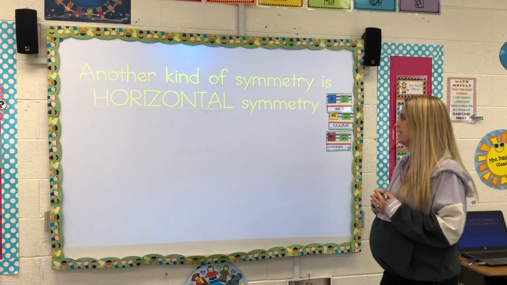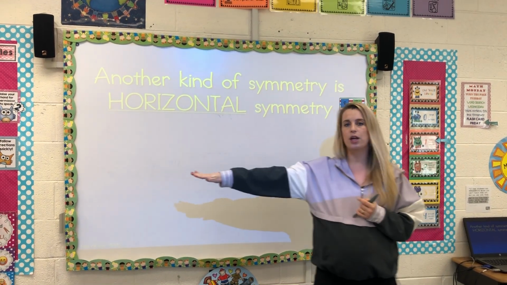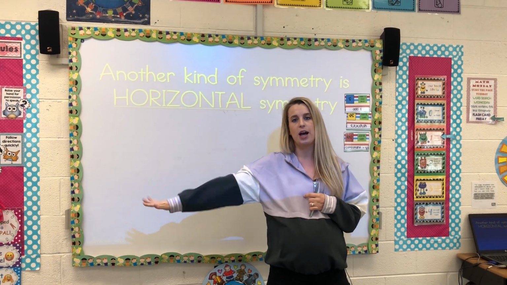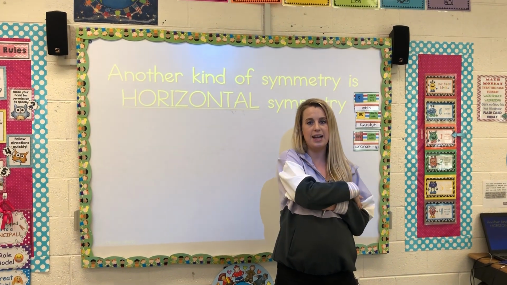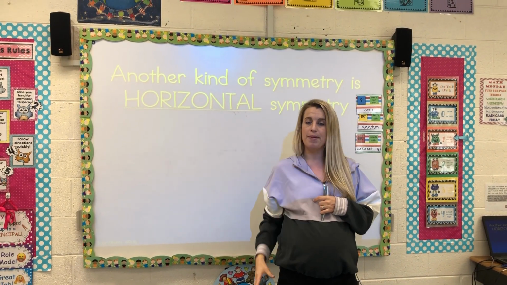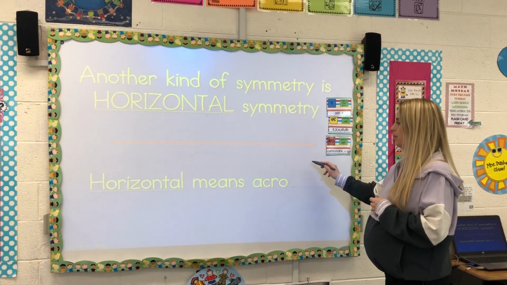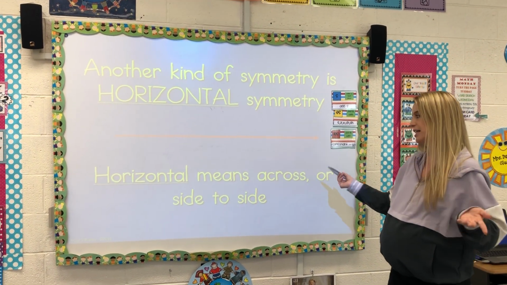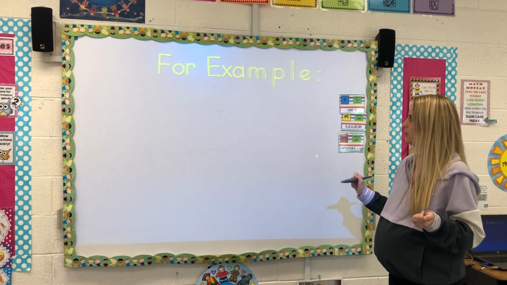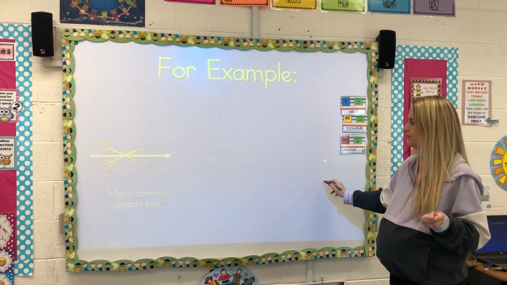Another kind of symmetry is horizontal. When you think horizontal, think side to side. So if you're cutting a shape in half, side to side, and it's the same on the top and the bottom, that's called horizontal symmetry. Across or side to side. Here are some examples.